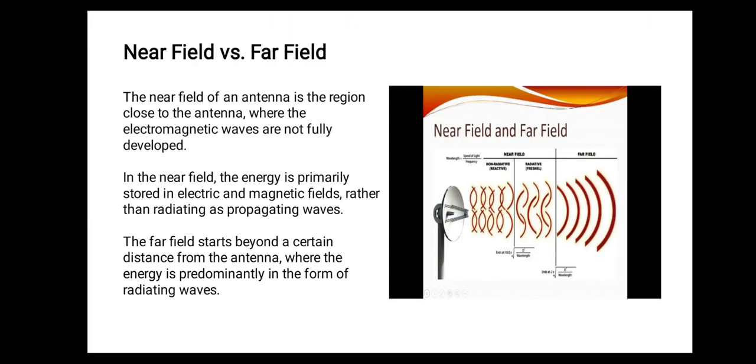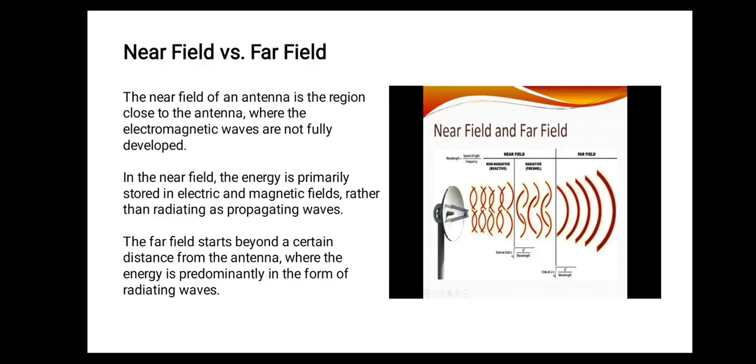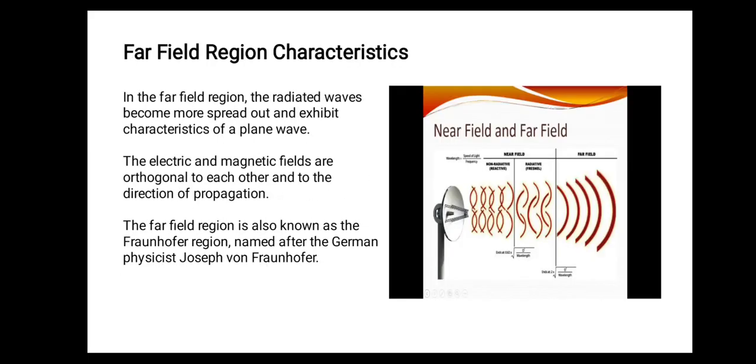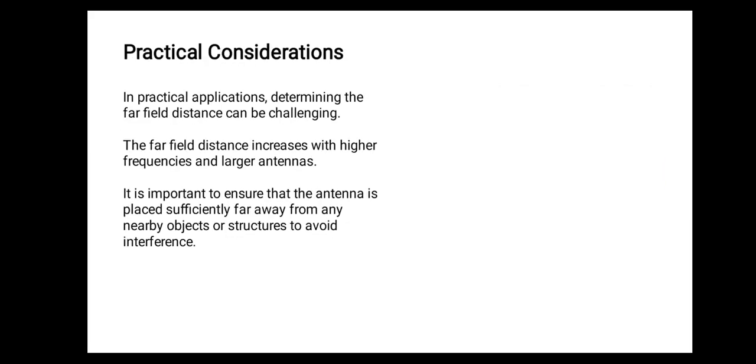The near field of an antenna is the region where the electromagnetic waves are not fully developed. The far field starts beyond a certain distance from the antenna, where the energy is predominantly in the form of radiating waves, so we can see this transition and the radiation pattern and far field region characteristics. We also need to understand the importance of the far field.